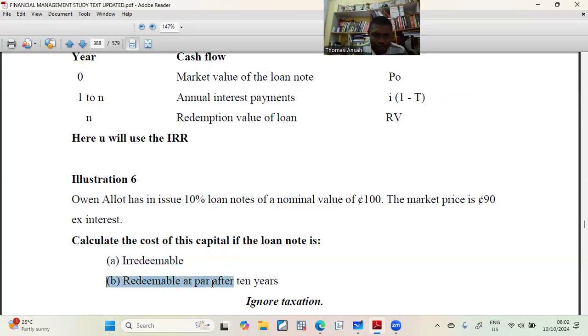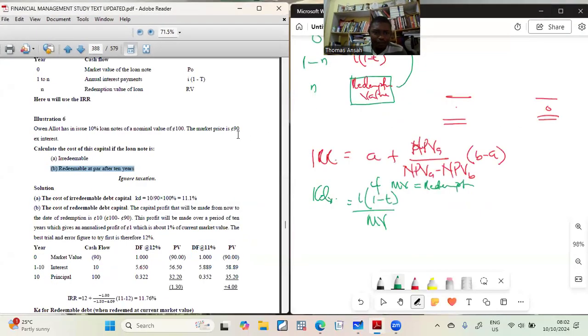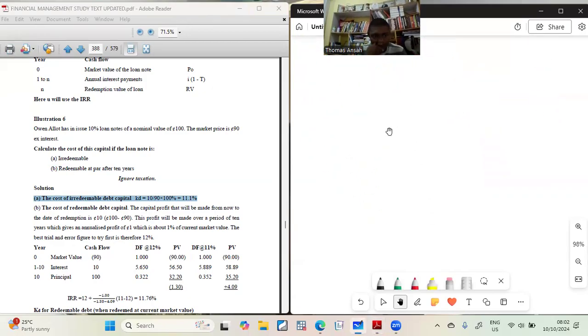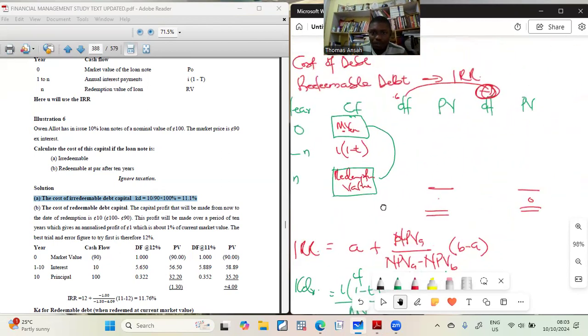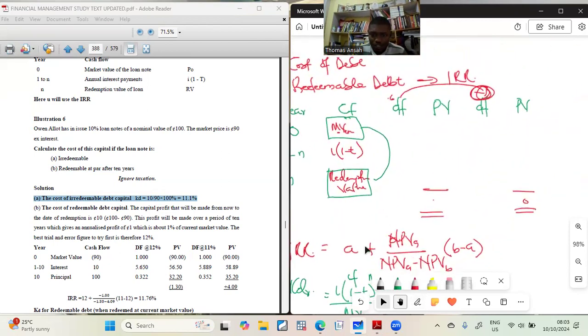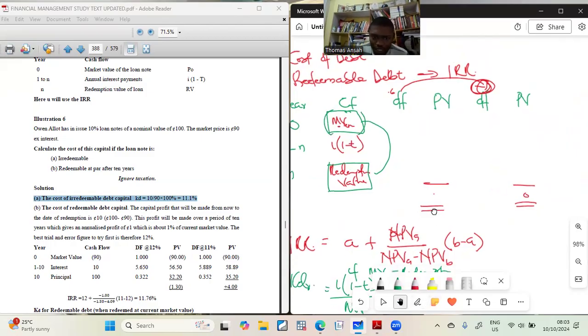Then redeemable at par after 10 years. So as for the irredeemable, it's simple. So 10 over 90 you go. But the redeemable, we say you use the IRR. We needed market value. So in this case, if I'm to use this template, you realize that market value is 90, right? And that is your outflow. Don't forget that. That is kind of your capex. So it's in brackets. So that is what you do.